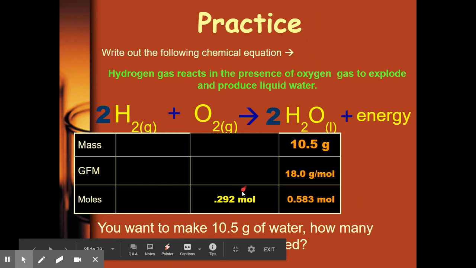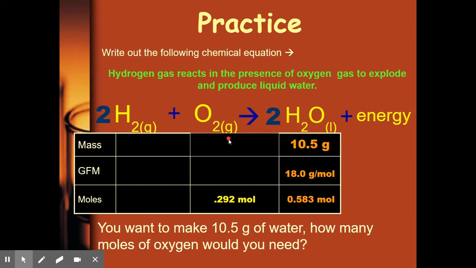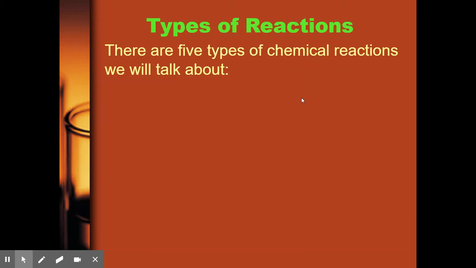Now we could go on and say how many grams of oxygen that would be. You could ask for how many grams of hydrogen and things like that. But those are just all kinds of different problems that you can see. I just wanted to refresh your memory, show that to you again, and clarify some things for you. Okay, now we get to move on to our types of reactions.